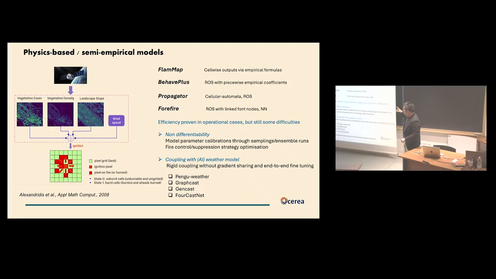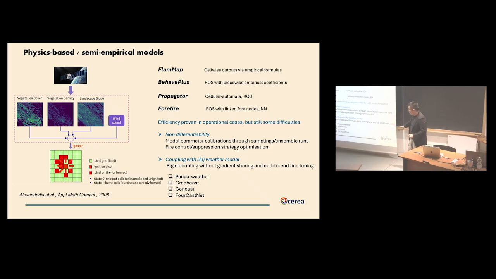I've seen that there are so many different physics or empirical-based models. They have shown their efficiency in different operational scenarios. But overall, we think there are still some difficulties. The first is about non-differentiability. Here I mean the differentiability regarding the model parameters and the possible human interventions. I will give more details later.